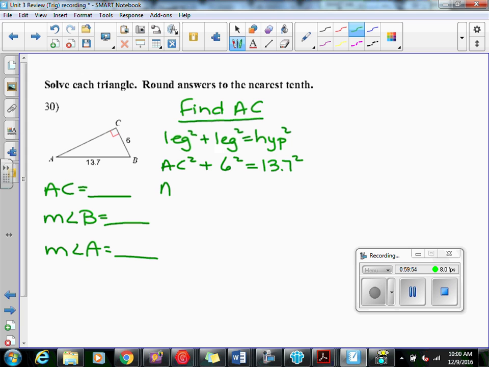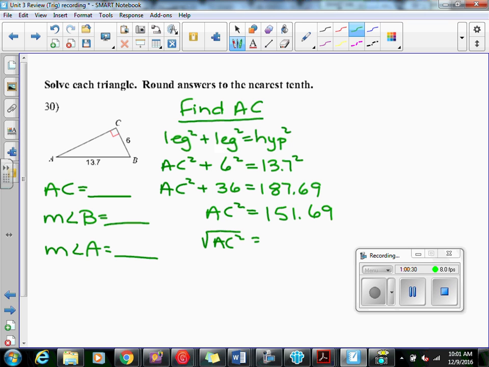Alright, so AC squared plus 36 equals... can someone do 13.7 squared for me? 187.69. Now, I want the AC by itself. What do I have to do? Alright, subtract 36. So AC squared equals 151.69. What do I do now? Okay, take the square root. So the square root of AC squared is equal to the square root of 151.69.